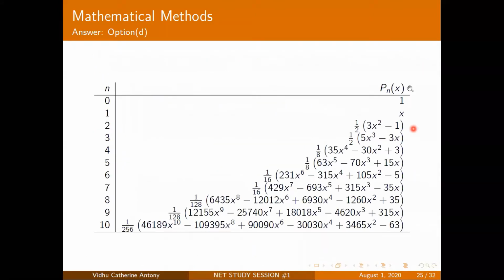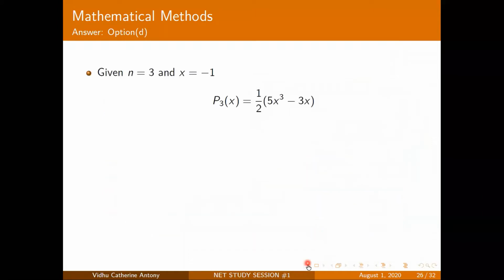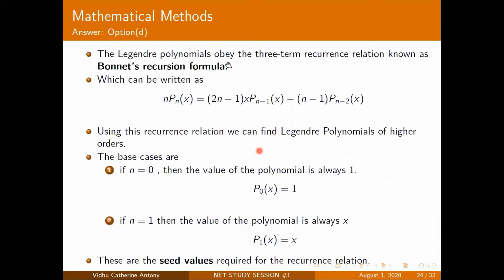These are all the set of polynomials, your first order, second order, third order. Now, they've asked for your p3 of minus 1, so your x is equal to minus 1 and n is equal to 3. If you can remember this entire set, there's nothing like it. But if you can't, let's look at another way to do it. What you're supposed to do is take this recurrence relation.